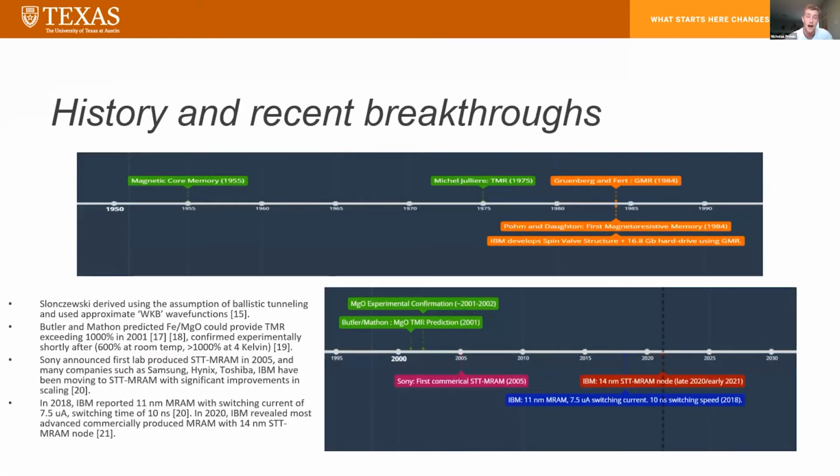So in terms of a rough timeline of STT-MRAM, back in the 50s, we had the first magnetic core memory.